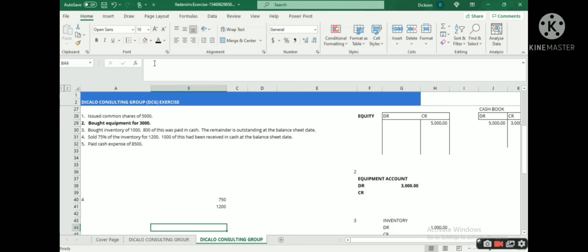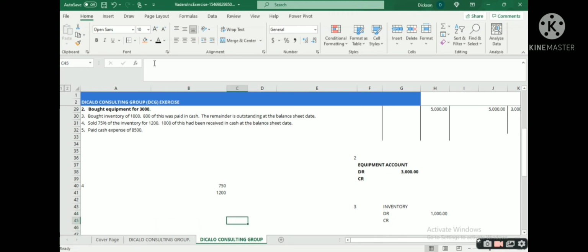The balance sheet date is a date at which you are required to prepare and present your financial statements to the users of the financial statements. Maybe at the end of the month that you want to do your month-end closing.